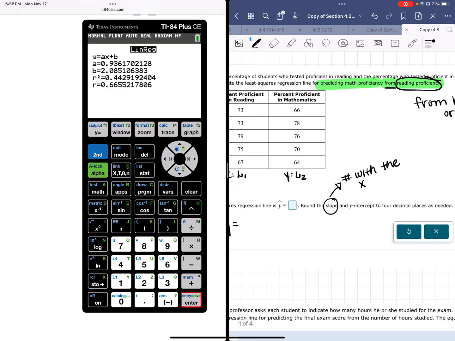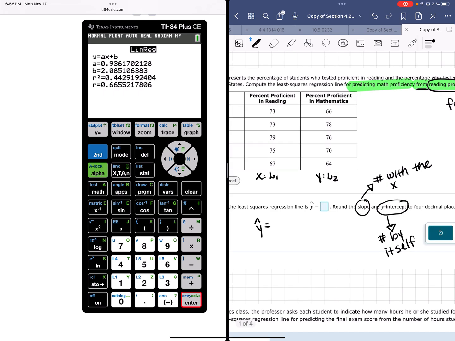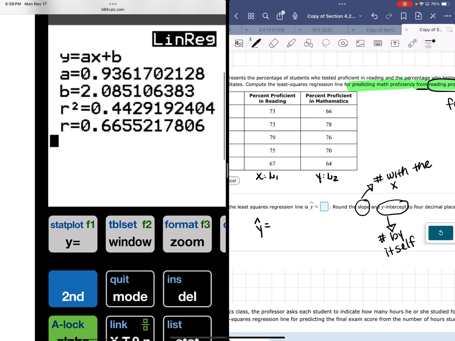Okay? The y-intercept is the number by itself. Okay. So when we picked 4, we picked the version AX plus B. Which one of those letters is the slope? Who's with the X? Good. A's my slope there.